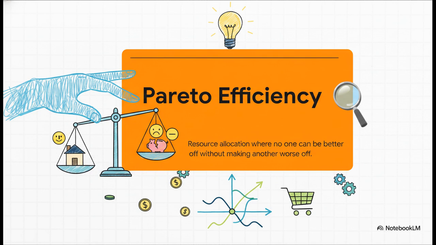Now, this is a state where resources are allocated so perfectly that you literally cannot help one person without hurting another. In theory, highly competitive markets achieve this efficiency by perfectly balancing the marginal benefit to society with the marginal cost of production. Sounds pretty amazing, right?